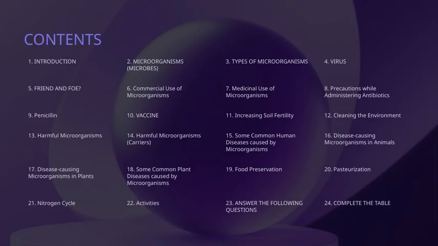Next, we'll examine harmful microorganisms, those that cause diseases in humans, animals, and plants, and how they impact our health and environment. We'll look at ways to control and prevent these diseases, including the use of vaccines and antibiotics, along with precautions to take when administering medicines. Additionally, we'll cover beneficial aspects such as the commercial use of microbes, their role in increasing soil fertility, and their importance in the nitrogen cycle.